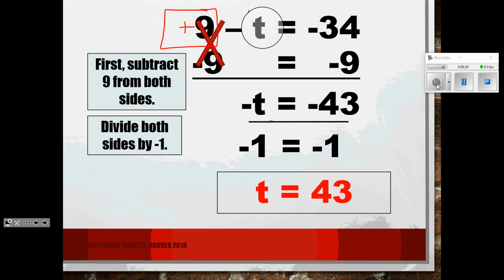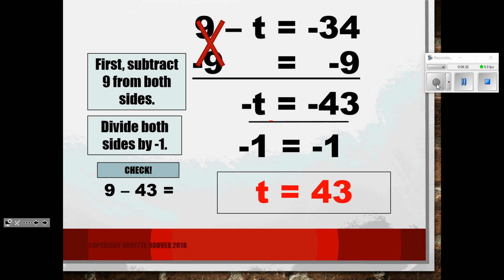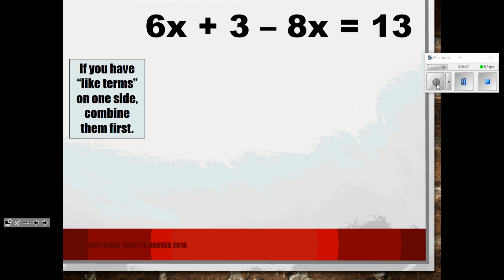If we were to plug that back into the equation, we would have 9 minus 43. And we remember that when we have a subtraction, we're adding the opposite. You have a positive and you have a negative, different signs, so we subtract. Keep the sign of the one with the greatest absolute value, and that would be negative 34, so it checks.